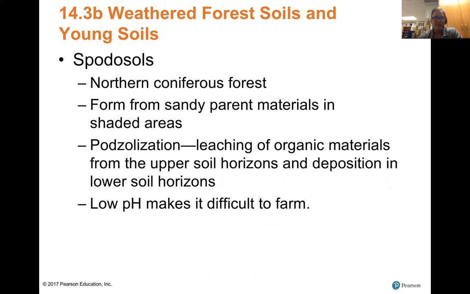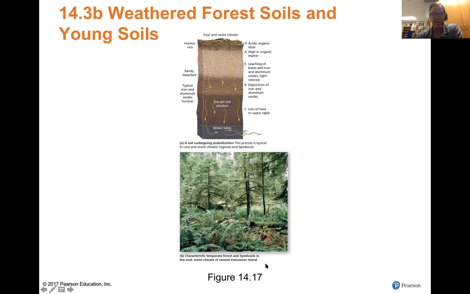Photosols we see in the coniferous forests in the north. And again, the soil tends to be a little more sandy. And you get organic materials from the top horizons and they're deposited down into the lower horizons. And they're not good for farming because it's very low pH, but it is good for temperate forests. Especially see these where you get moist, cool climates like on the east or the west coast of Canada.